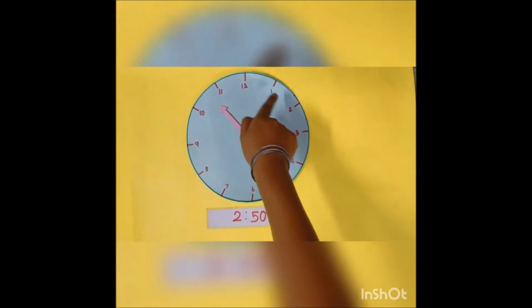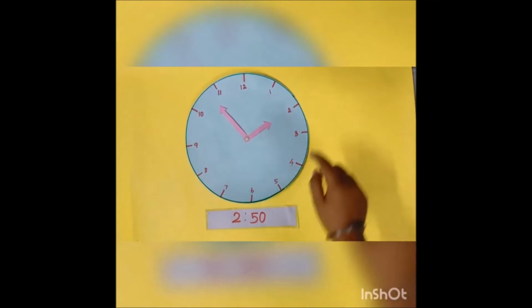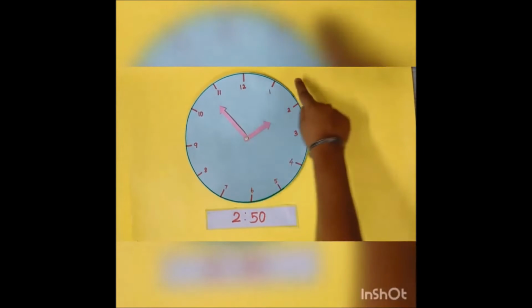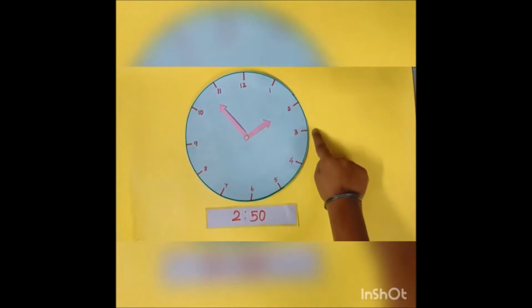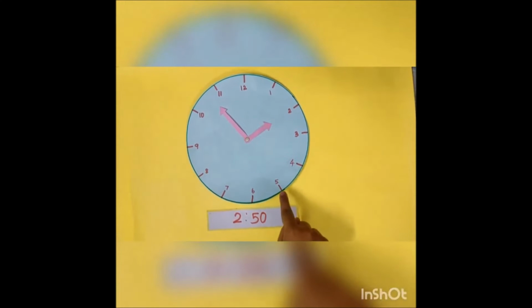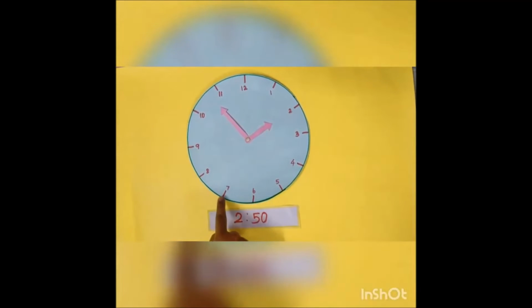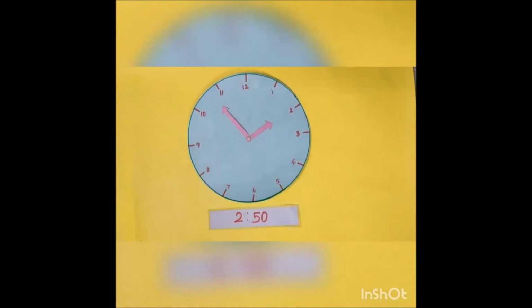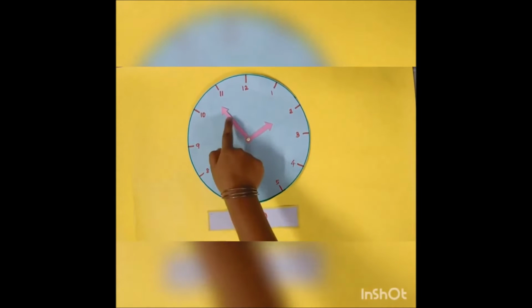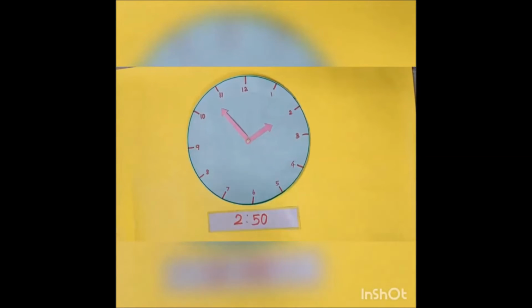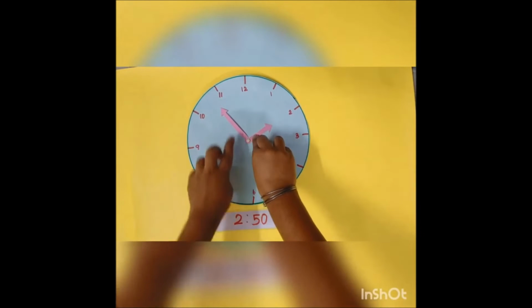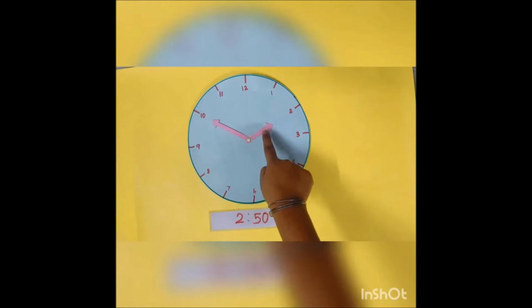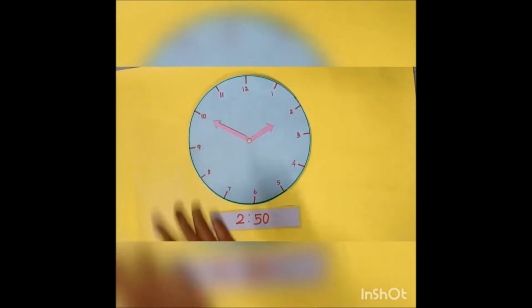Each number has 5 minutes in between. So for making 50, shall we count? 12 to 1, 5, 10, 15, 20, 25, 30, 35, 40, 45 and 50. So we have to put this long hand towards 10. Shall we move, children? See here. Now I am moving towards 10. So 2 hours 50 minutes.